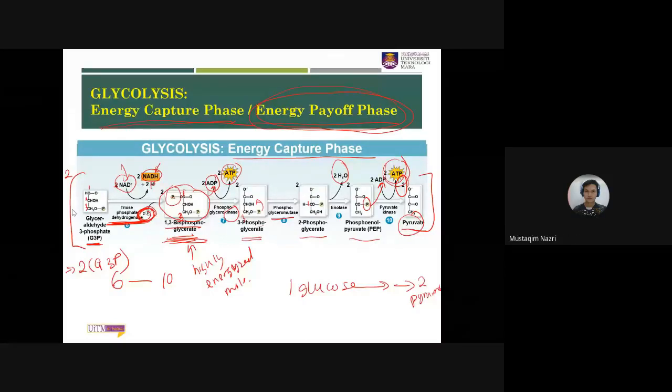Ingat lukisan 1,3-bisphosphoglycerate apa tu? Structure tak payah ingat. Cuma saya explain tadi supaya tahu kenapa lah nama dia macam ni pelik kan. Ada 2, ada 1, ada 3. Sebab attachment of phosphate tu je. Okay?